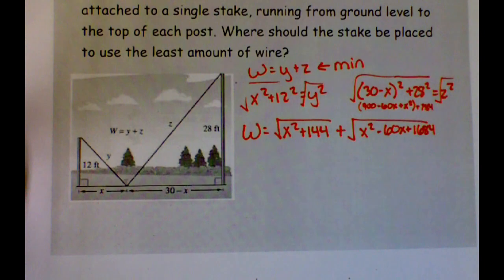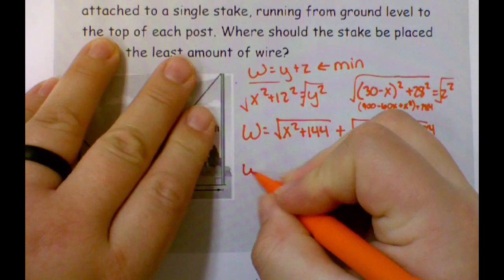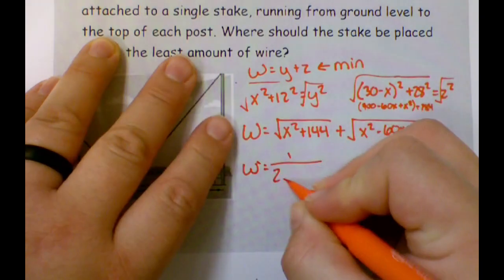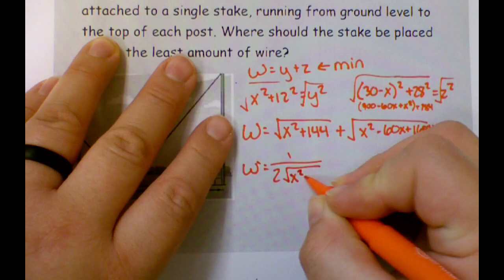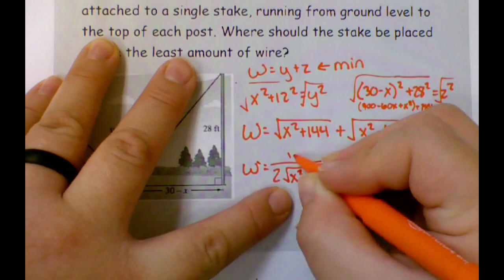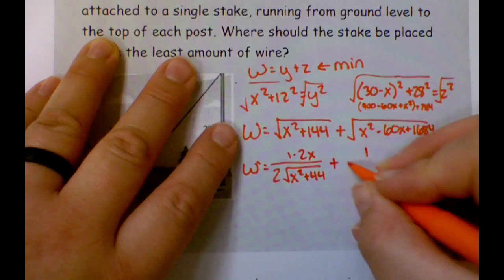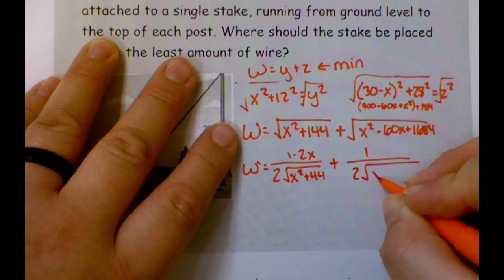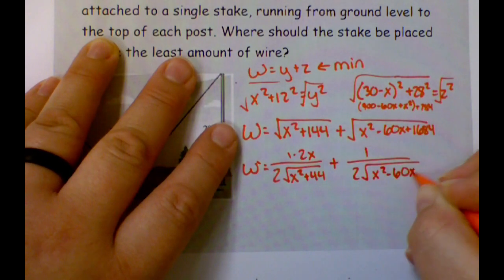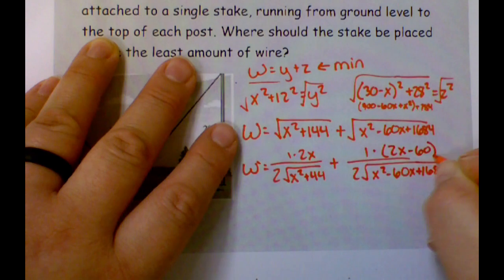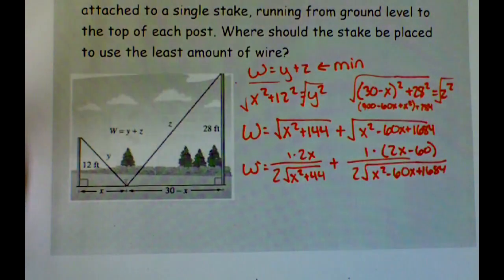Now we can find our derivative. It's not a super pretty derivative, but we can find it. I get 1 over 2 square root of x squared plus 144 times the derivative of the inside, which is 2x, plus 1 over 2 square root of all this times the derivative of the inside, which is 2x minus 60.